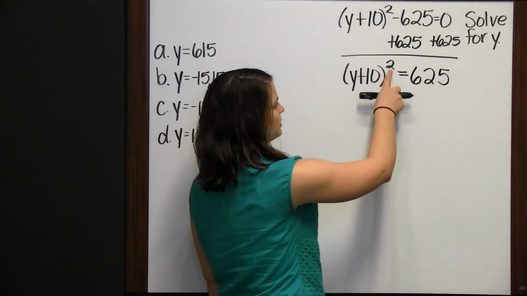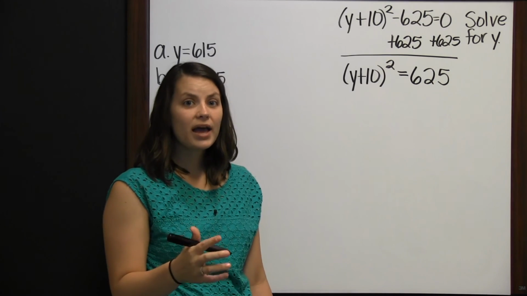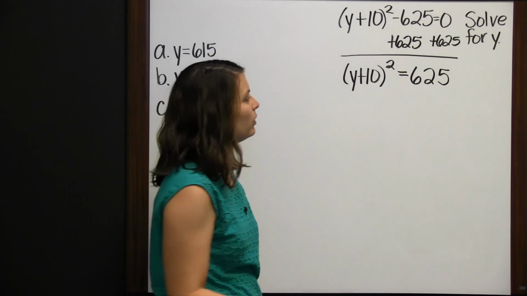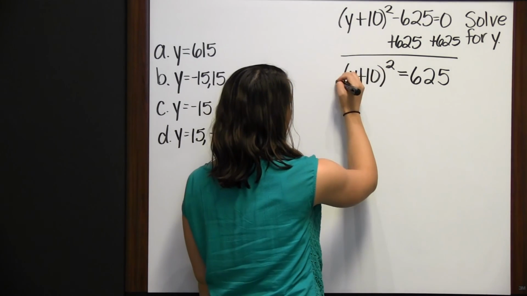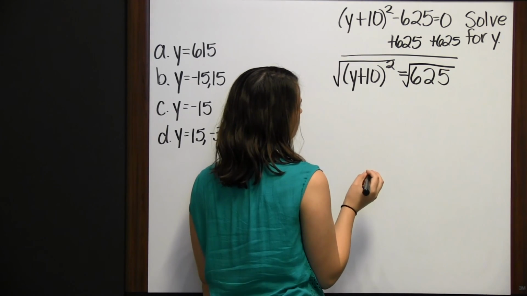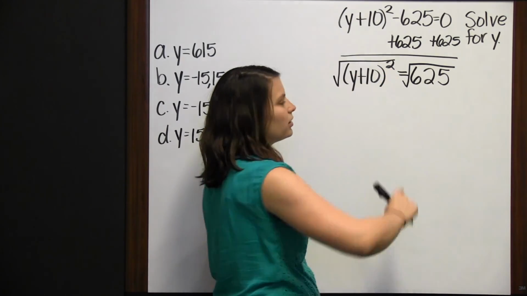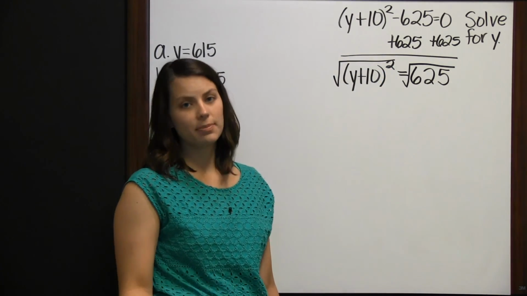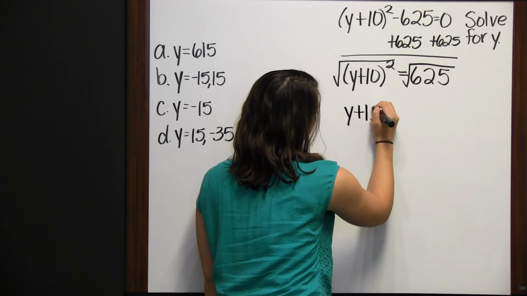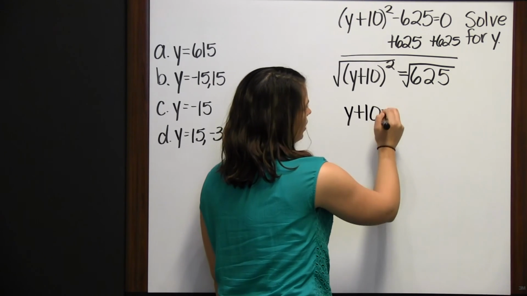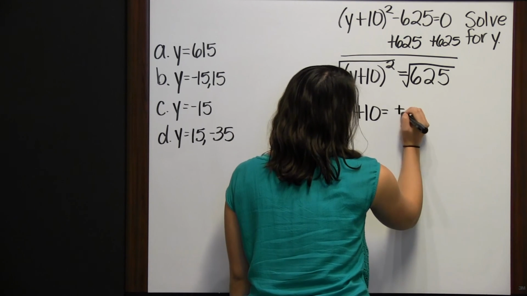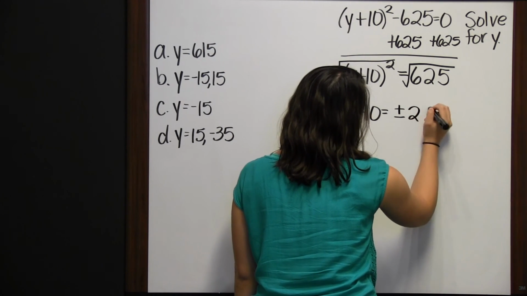Well, then we want to get rid of this squared because our y is kind of locked in those parentheses. So to unlock it, we want to do the opposite of squaring, which is square rooting. So we square root both sides. The square root and the square undo each other. They're the exact opposites of each other. So they cancel each other out, and we're just left with y plus 10 equals, and when I take the square root of 625, I get plus or minus 25.